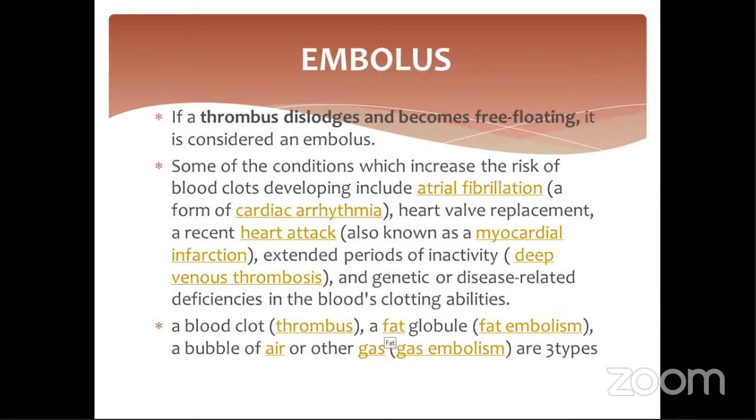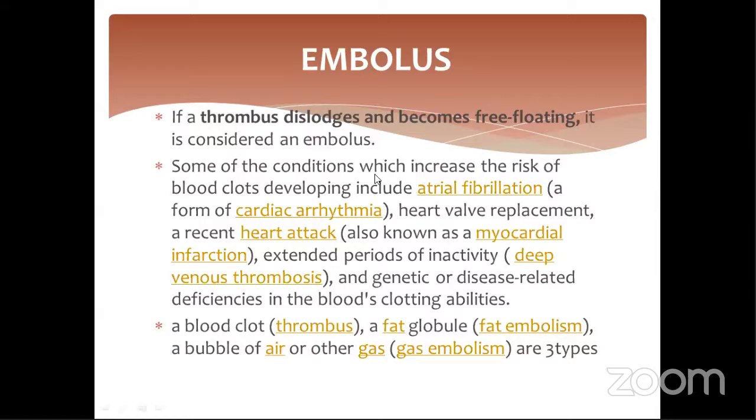So this is all about thrombosis. The embolism is a part of thrombosis, but the main classification, and these are the main factors which we have discussed till now: there are two main types, arterial and venous thrombosis. So embolus. If a thrombus dislocates and becomes free floating, as we have discussed earlier, it is considered an embolus. It is a part or piece of thrombus that is floating in the bloodstream. There are three types of embolus: fat embolus, blood clot embolus, and gas embolus.